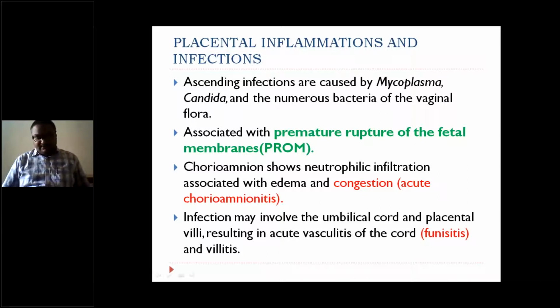During pregnancy, because of hormonal influence, there is every chance of hormonal disturbances. There is a disturbance in the normal bacterial flora, and abnormal bacteria will grow within the vagina and ascend into the uterine cavity and the placenta, resulting in premature rupture of the fetal membranes. This is one of the most common complications we encounter in the third trimester, resulting in preterm delivery.